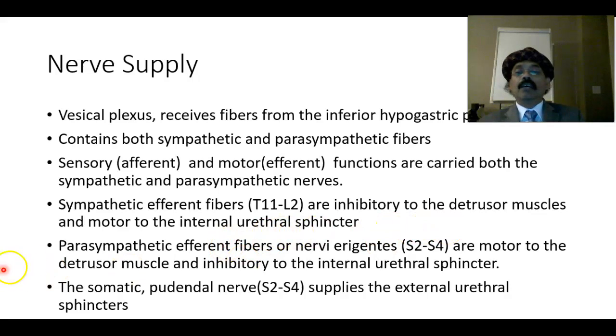Due to that, parasympathetic should come from S2, S3, S4, motor to the detrusor muscle, so the urinary bladder will be contracted, and inhibitory to the internal urethral sphincter. Sphincter will be relaxed, so the person can micturate, can pass urine. Somatic innervation is from the pudendal nerve through S2, S3, S4 that supplies the external urethral sphincter. So of the two sphincters, the external urethral sphincter has somatic innervation, and the internal urethral sphincter has autonomic innervation.